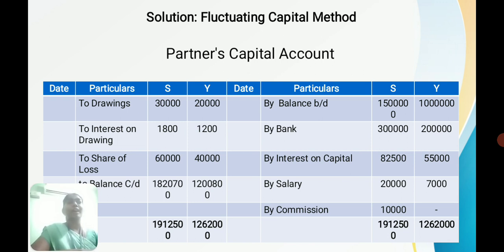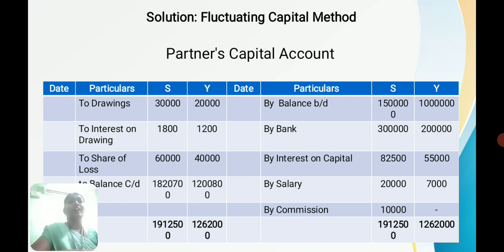The balance amount is transferred to balance carry forward, then the next year it should be brought forward. So this is the only account which we have prepared for fluctuating capital method. I hope you all understand from this problem the fixed and fluctuating capital method.